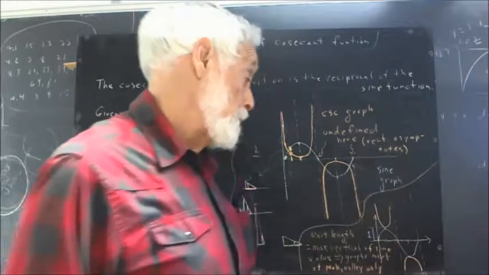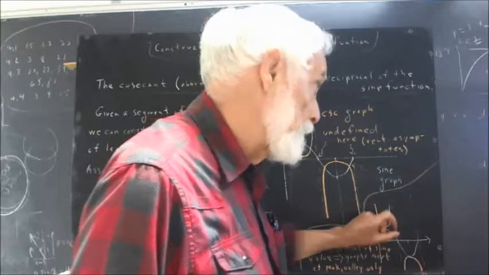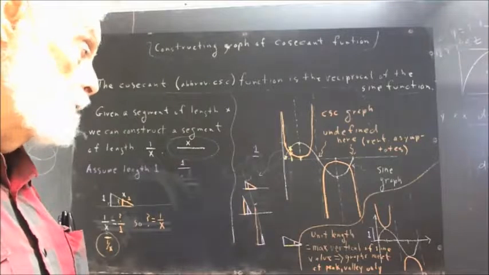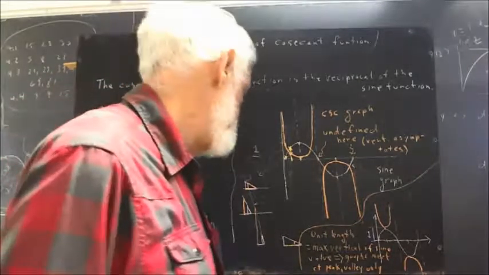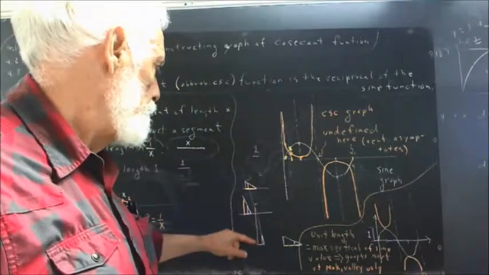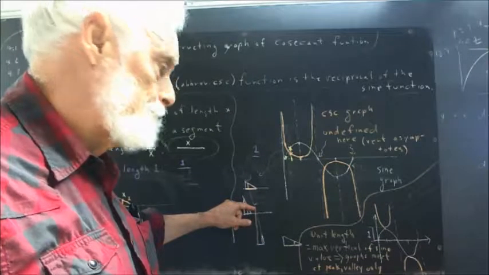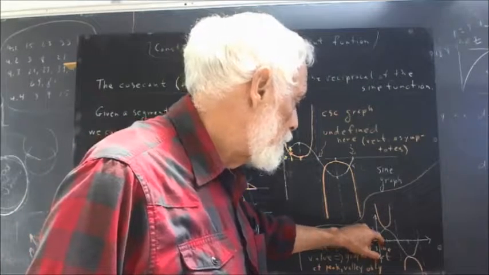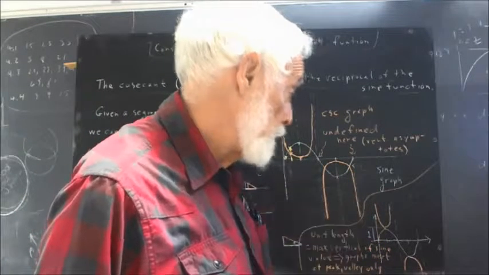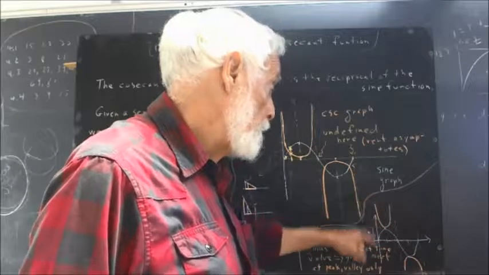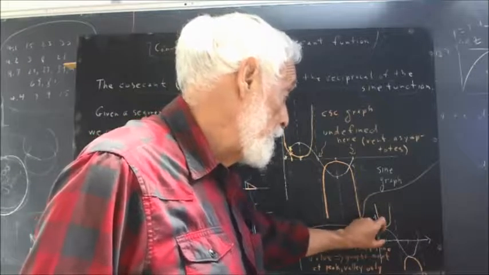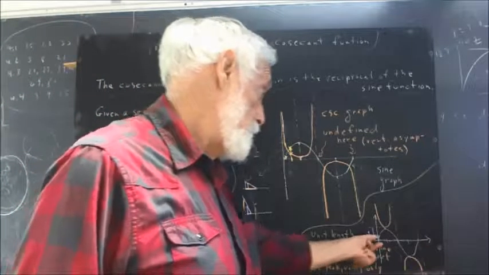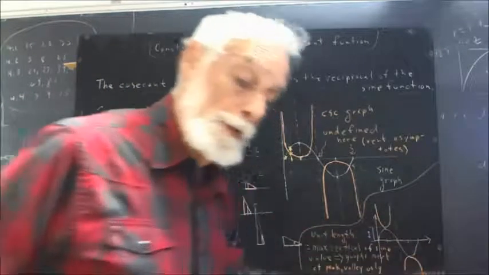this is what happens if your unit length is equal to this length. And you should do that construction yourself and actually prove that. Prove that the vertical legs that you get to represent the y values of the cosecant function will always be longer, or at least as long, as the segments that you use to represent the y values of the sine function.